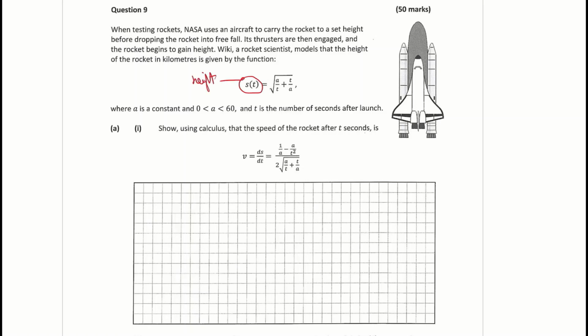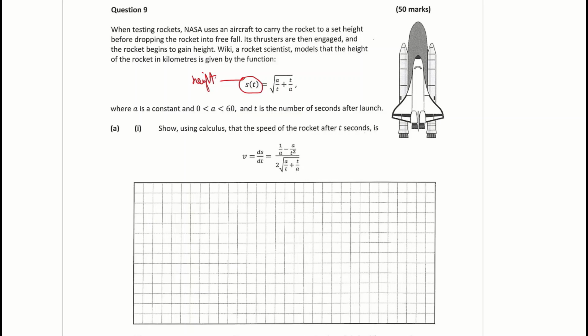And it's then saying that where a is a constant, where a is between 0 and 60, and t is the time in seconds after the launch. Part A then is asking us to use calculus to show that the speed of the rocket after t seconds can be displayed as the following.